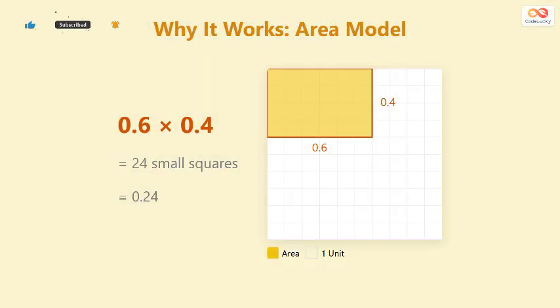Why does this work? Think about area. If you have a rectangle that is 0.6 units wide and 0.4 units tall, you are finding a fraction of a unit square. On a grid, this covers 24 small squares out of 100. That is 24 hundredths, or 0.24.